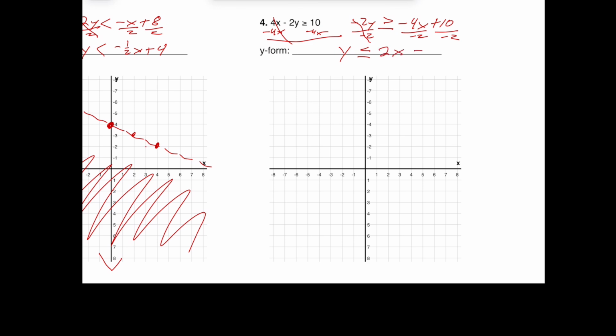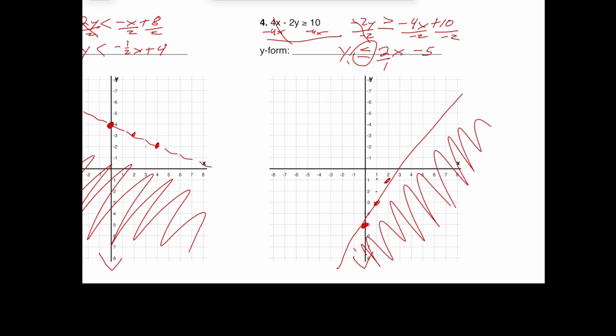Positive 2x minus 5. So I'm going to start at negative 5, and I'm going to go up 2 over 1. Up 2 over 1. Okay, and when I get that, that's just going to be a nice, pretty solid line because I have the equal sign right here. And I want my y's to get smaller. Well, there's my down arrow, so I want to shade the side that has the down arrow.